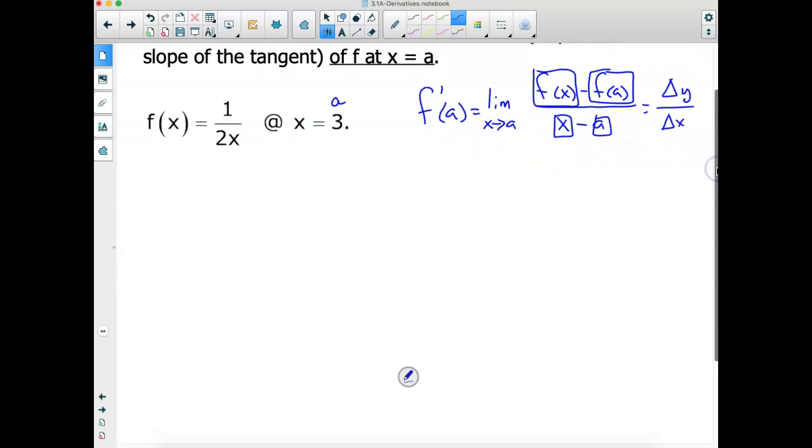So as we're moving along here, if a is 3, we want to find f prime of 3. That equals, well, what is f of x? My f of x is right there. It's 1 over 2x minus f of a. Well, I've got to take my 3, plug it in here. So that's going to give me 1/6, and that's all over x minus a, okay? My function looks completely different right here now. I have a complex fraction.